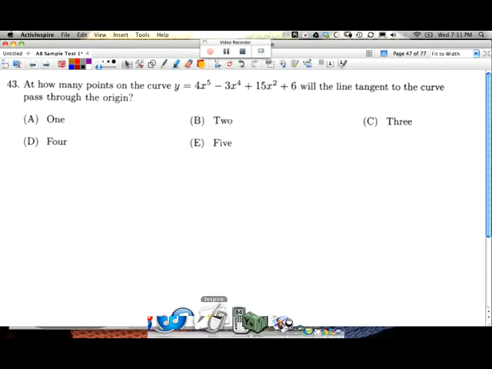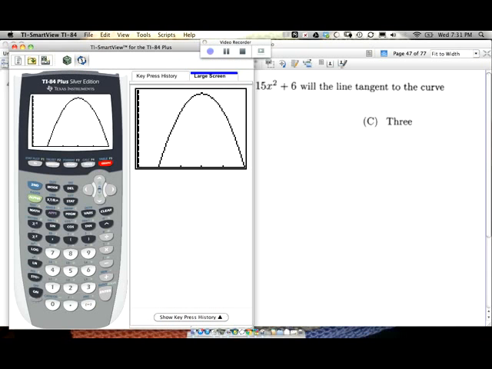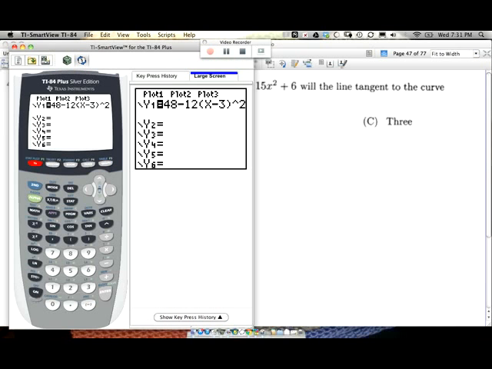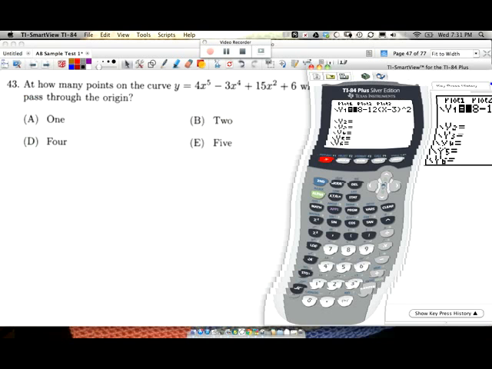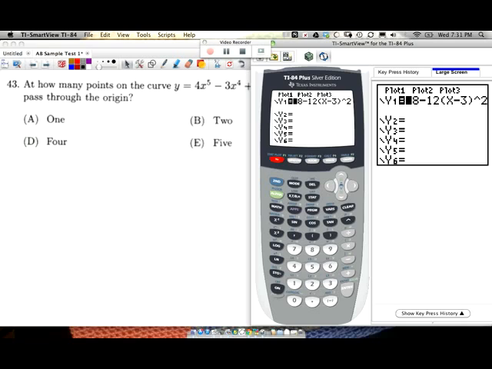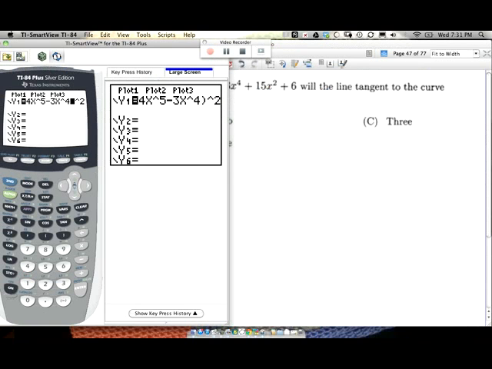Oh, that's not too hard, I don't think, especially because we have a calculator. So I got to graph that thing. Let's graph it. Ooh, that's going to be hard. So it starts out 4x to the 5th minus 3x to the 4th. So 4x to the 5th minus 3x to the 4th. And then we got plus 15x squared. Did I press the x? No, not yet. x squared plus 6. There we go.